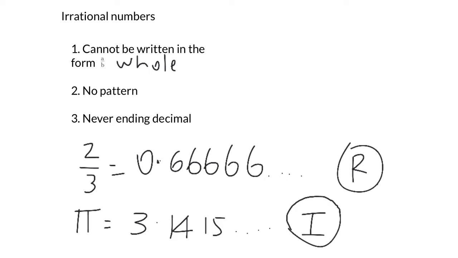now the closest rational approximation for pi is 22 over 7. But that is not exactly pi. If you type 22 over 7 in your calculator, which is a rational number, you'll get really, really close to pi, but not exactly pi, because pi is irrational. 22 over 7 is its closest rational approximation. So three properties: can't be written as a fraction where A and B, the top and bottom, are both whole numbers. It's got no pattern to it and is a never-ending decimal.